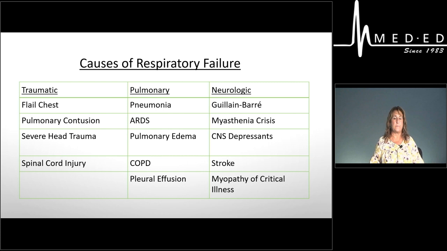And then you also have the neurologic category. We will talk about a couple of these later on in some different modules, but anything that kind of paralyzes your respiratory system, whether it's your muscles or just makes you not have that drive to breathe neurologically, can also be a cause of respiratory failure.